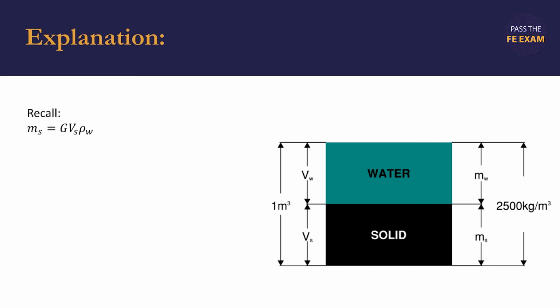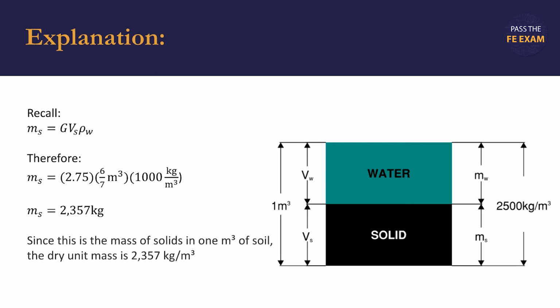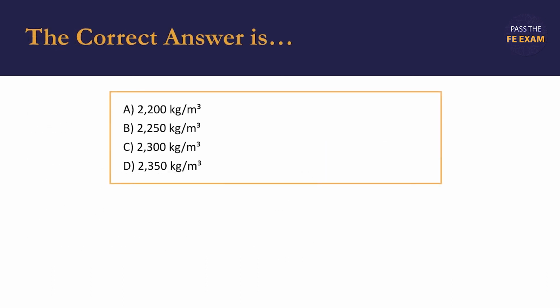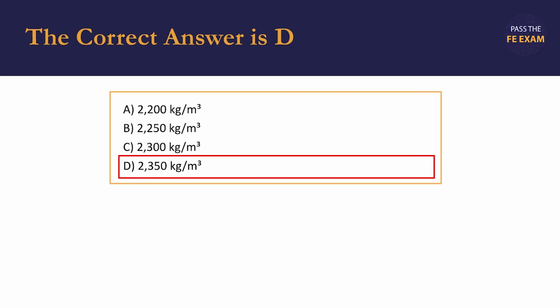Recall that the mass of the solids is equal to the product of the specific gravity of the sample times the volume of the solids times the density of water. Substituting in our values for specific gravity, volume of the solids, and density of water, we calculate the mass of the solid phase to be 2,357 kilograms. Since our sample size was 1 cubic meter, our dry unit mass is equal to 2,357 kilograms per cubic meter. Referring back to our list of answer choices, we see that the closest choice is selection D, 2,350 kilograms per cubic meter. I hope you found this week's video helpful.